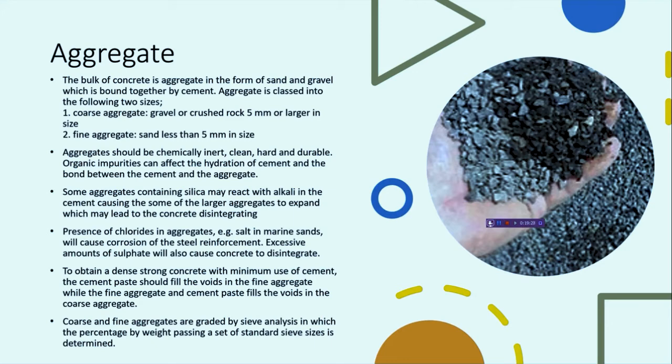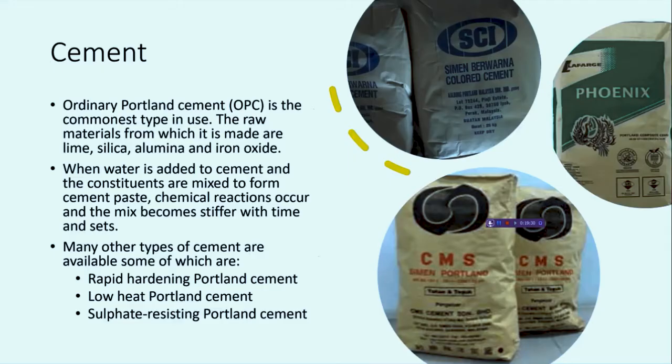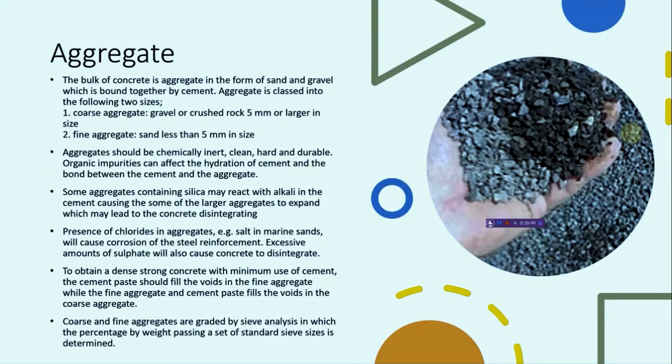Materials here we have aggregate. So kita dah belajar tadi cement because ini yang ada dalam reinforced concrete. So tadi kita dah belajar on cement sajalah. And then next we're going to look at the aggregate. So the bulk aggregate is aggregate in form of sand and gravel which is bound together by cement. Aggregate is classified into, dia ada satu is coarse aggregate and one is fine aggregate. Okay, so you boleh baca, aggregate should be chemically inert, clean, hard and durable. Organic impurities can affect the hydration of cement and the bond between the cement and the aggregate.